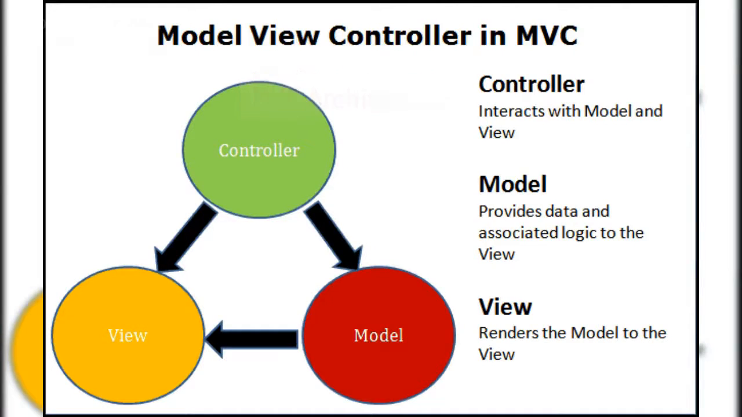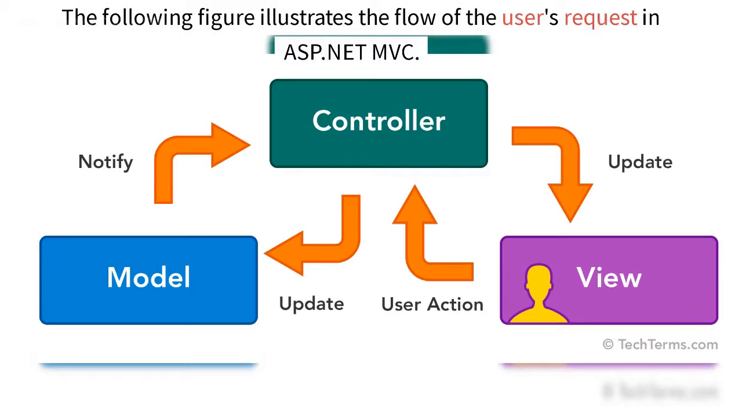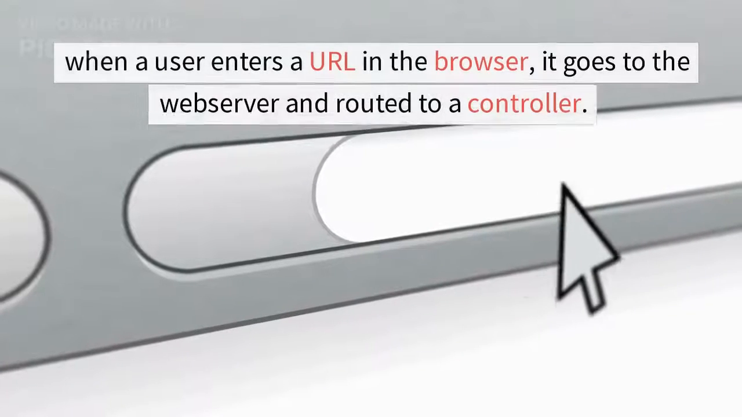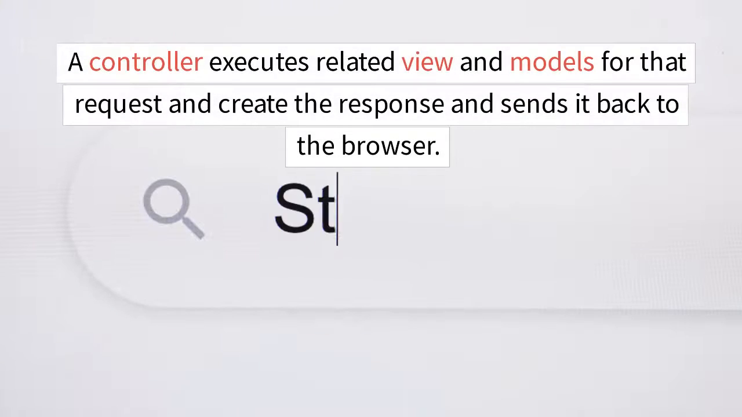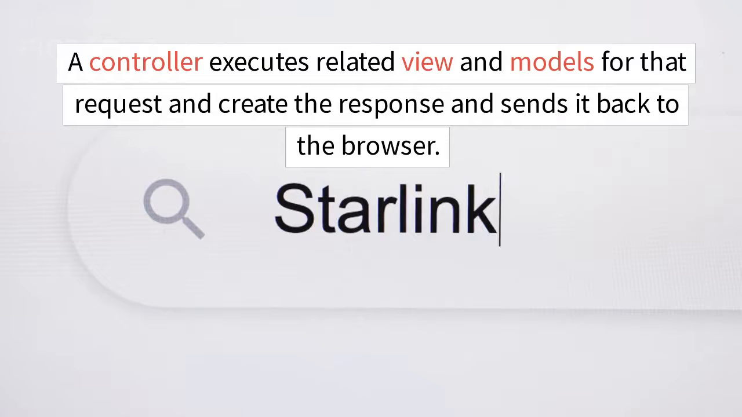MVC architecture. The following figure illustrates the flow of the user's request in ASP.NET MVC. When a user enters a URL in the browser, it goes to the web server and is routed to a controller. A controller executes the related view and models for that request, creates the response, and sends it back to the browser.